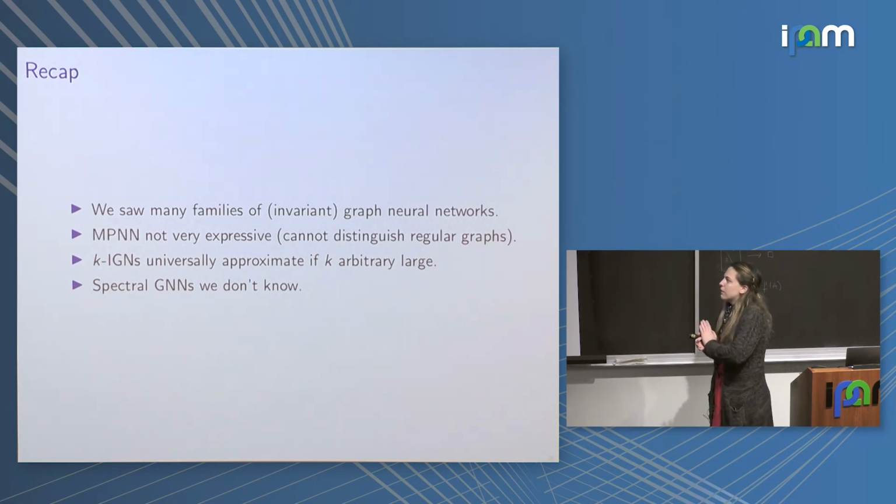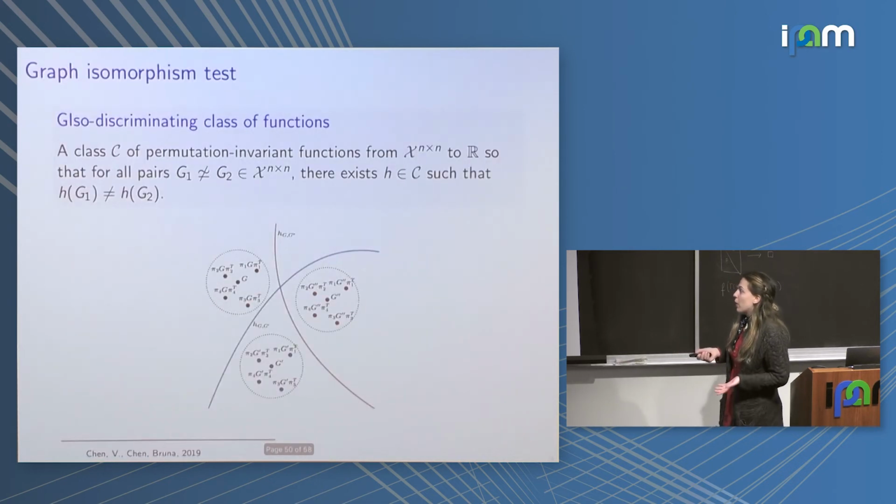So far, we have some families of invariant graph networks. For instance, the message passing neural networks seem not to be very expressive. These invariant graph networks with order k tensors universally approximate if k is arbitrarily large. So it seems like there's a gap between these two things. And for the spectral GNNs, we don't know yet. But maybe we want a way to compare the expressive power of these classes of graph neural networks. And a way to do this is by looking at the graph isomorphism problem. That's something that has been established.